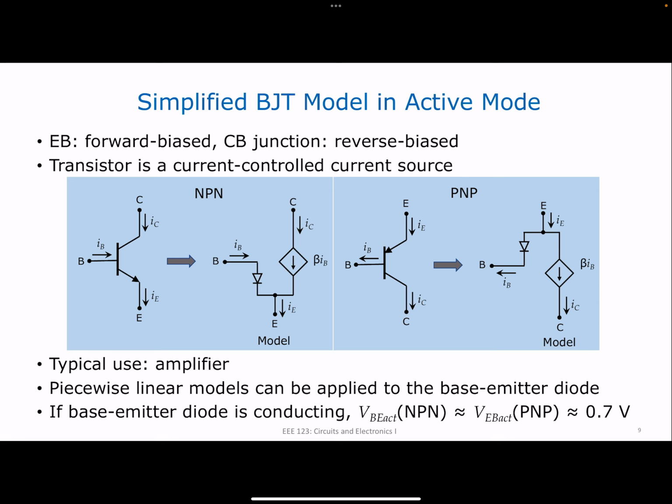But if the base emitter diode is conducting, then the voltage from base to emitter, we just call that VBE active. And for NPN, that will be 0.7 volts. Now, if your base emitter here in your PNP is conducting, then the voltage across that will be VEB. Take note that we reverse the subscript. So here it is VBE, here it is VEB. But likewise for silicon, that will be approximately equal to 0.7 volts. So this is the model of your BJT in active mode.